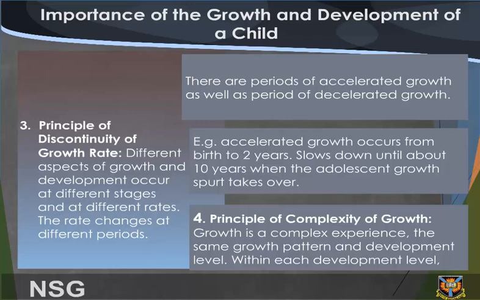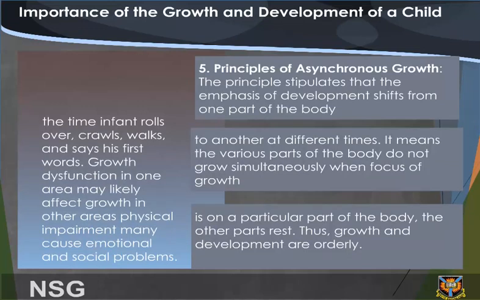4. Principle of complexity of growth. Growth is a complex experience, with the same growth pattern and development level. Within each development level, there is the time an infant rolls over, crawls, walks, and says its first words. Growth dysfunction in one area may likely affect growth in other areas. Physical impairments may cause emotional and social problems.